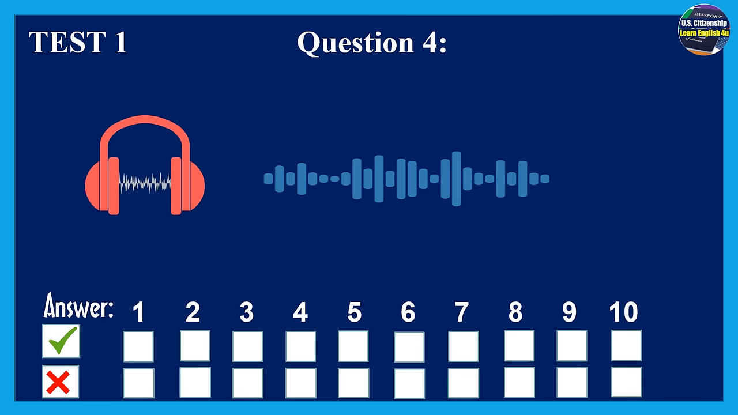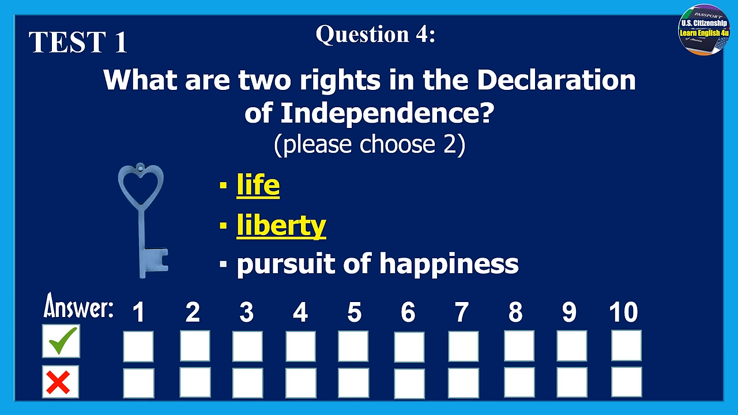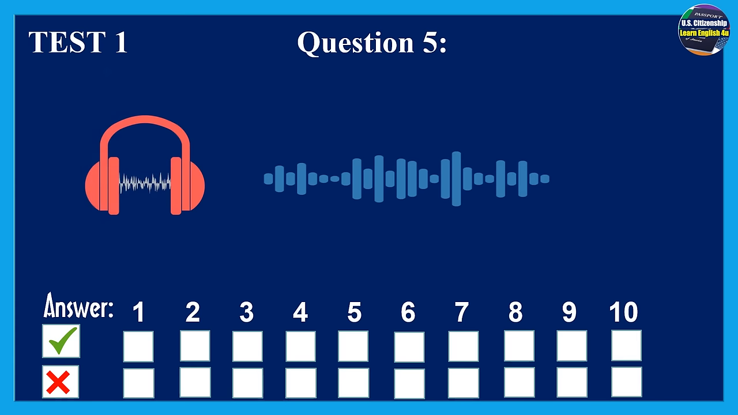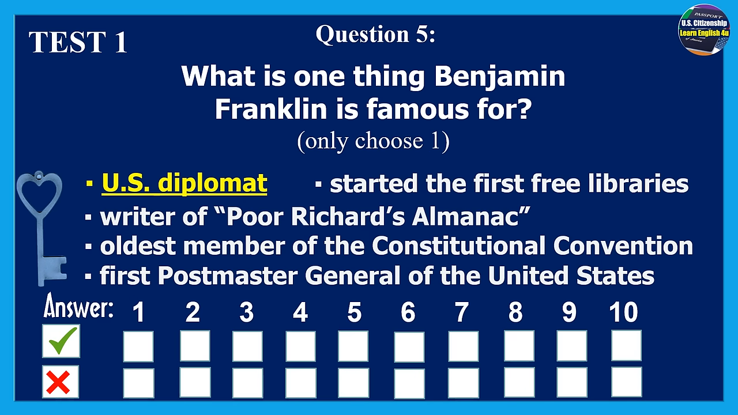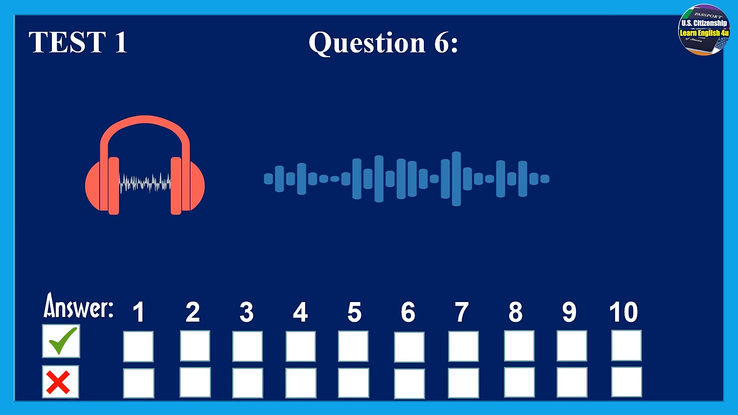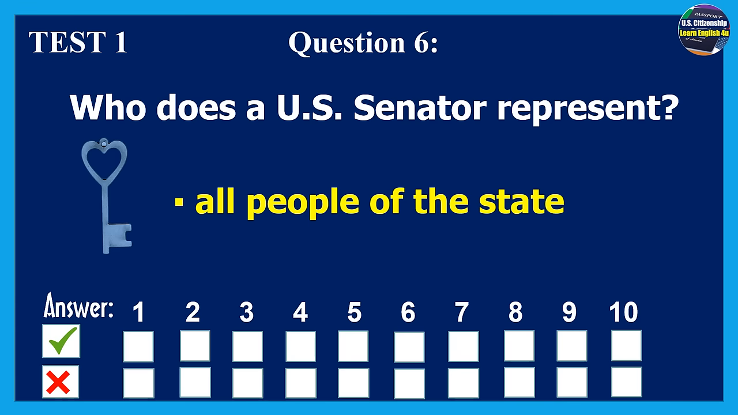What are two rights in the Declaration of Independence? Life, liberty. What is one thing Benjamin Franklin is famous for? U.S. diplomat. Who does a U.S. senator represent? All people of the state.